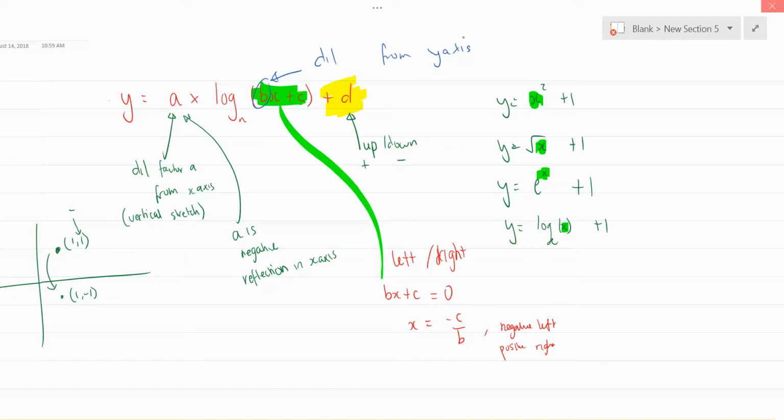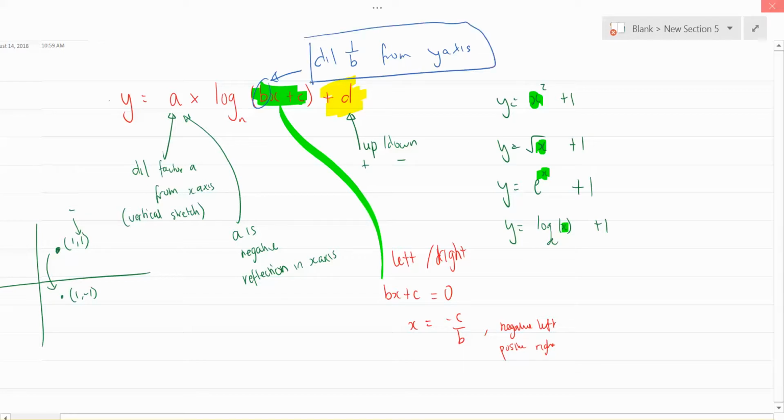Okay, so the one thing, just be careful: b is a dilation of factor 1 over b. I want you to copy that down. Dilation of factor 1 over b from the y-axis. You're right, it is from the y-axis because you're dealing with all the x values. But instead of multiplying by a factor of b, it's a factor of 1 over b.